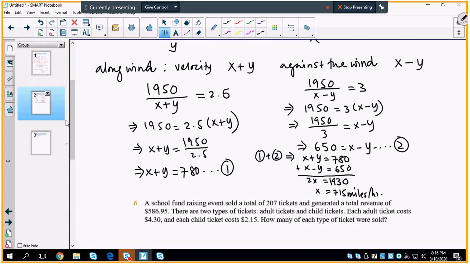I want to know y. So I use x in any one of these two equations. X is equal to 715. Let's use, say, equation 1. And it was 715. I said 718, so let me correct that. 715 in equation 1. So you get 715 plus y is equal to 780. So subtract 715 from both sides, and you get 65 miles per hour is the speed of the wind. That answers my question for the first word problem.